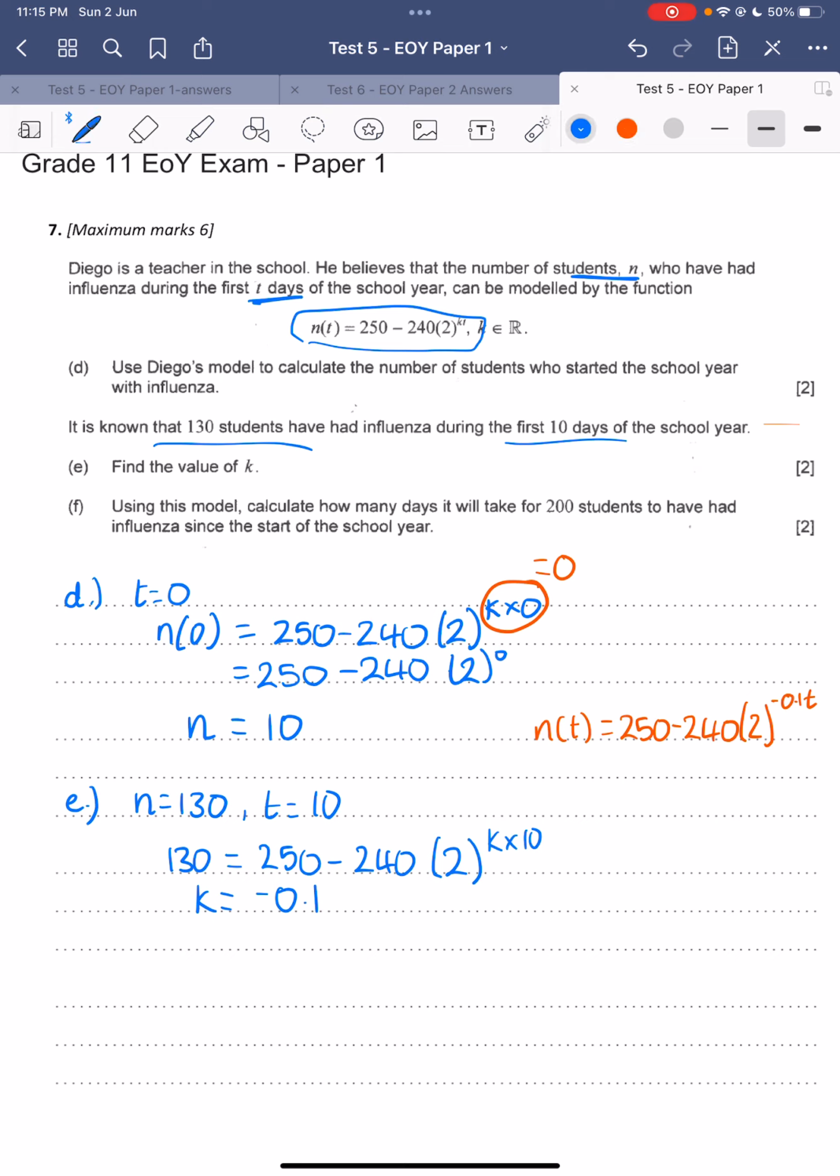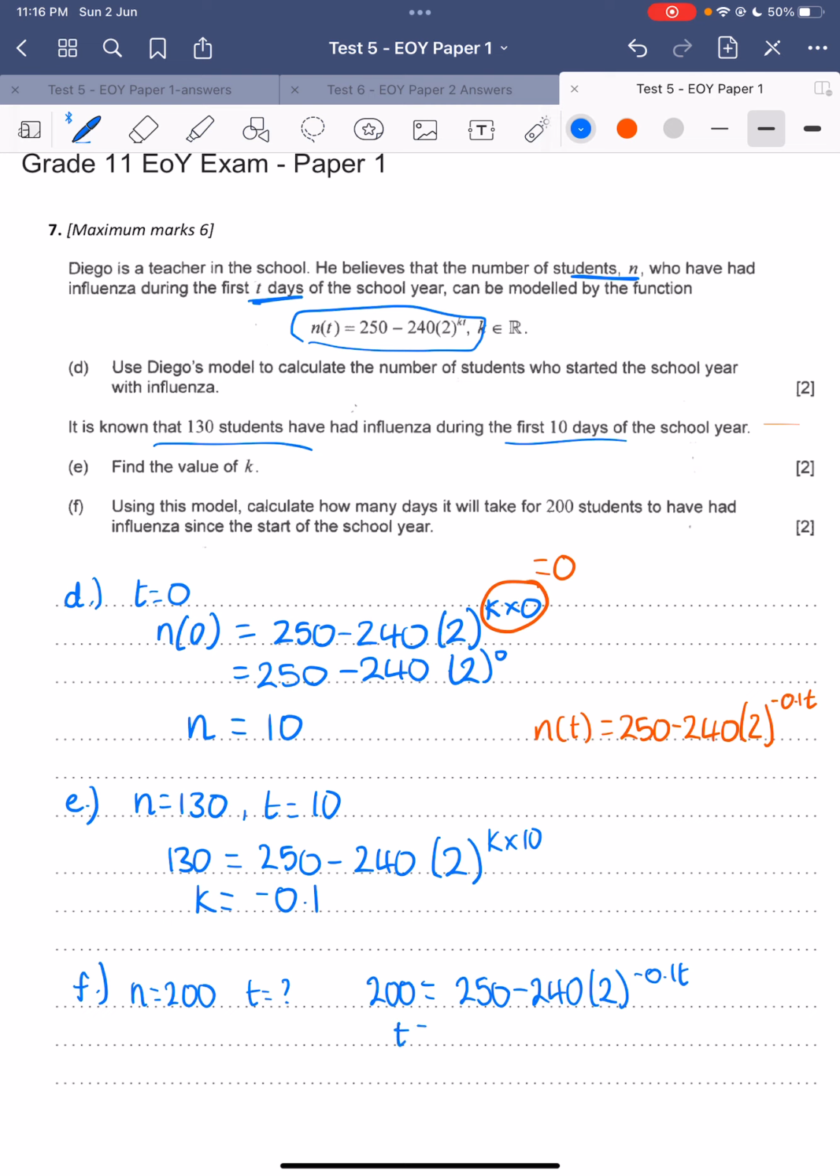So the next part of the question, the last part, is asking you to use the model and find out how many days it will take for 200 students to have had flu. So this time, N is equal to 200, and you're trying to work out what is the value of T. So 200 is equal to 250 minus 240 times 2 to the minus 0.1T. And again, you can use either the graphing or numeric solve to then find what that T value is.